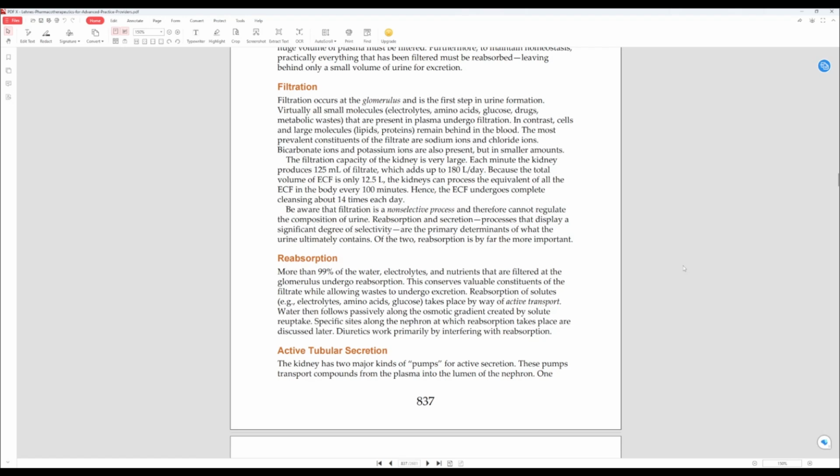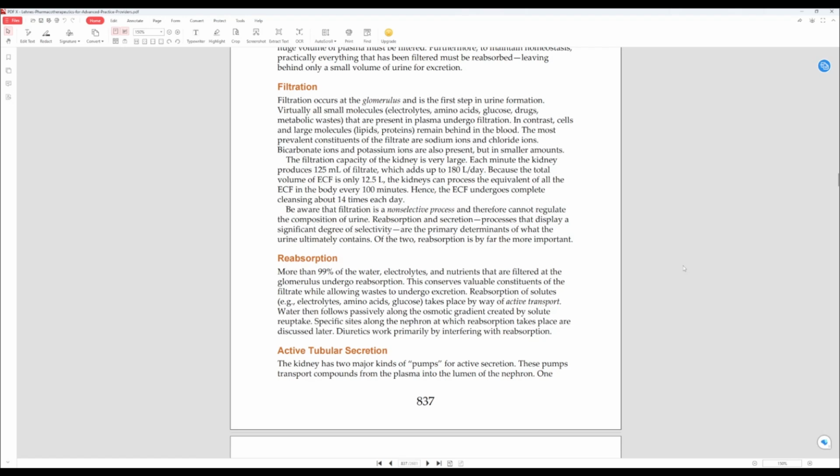The filtration capacity of the kidney is very large. Each minute the kidney produces 125 ml of filtrate, which adds up to 180 liters per day. Because the total volume of ECF is only 12.5 liters, the kidneys can process the equivalent of all the ECF in the body every 100 minutes. Therefore, the ECF undergoes complete cleansing about 14 times each day.